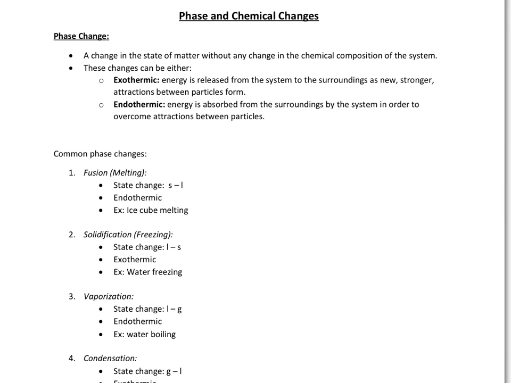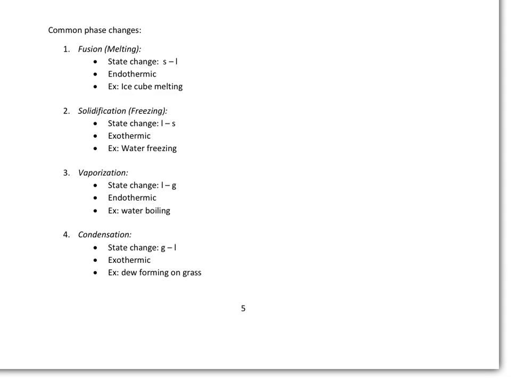A phase change is a change in the state of matter without any change in the chemical composition of the system. These changes can either be exothermic, where energy is released from the system to the surroundings as new, stronger attractions between particles form, or the phase change can be endothermic, where energy is absorbed from the surroundings by the system in order to overcome the attraction between the particles. There are 6 common phase changes.